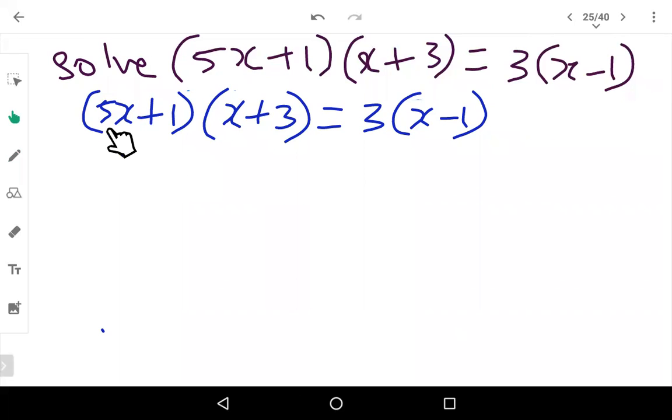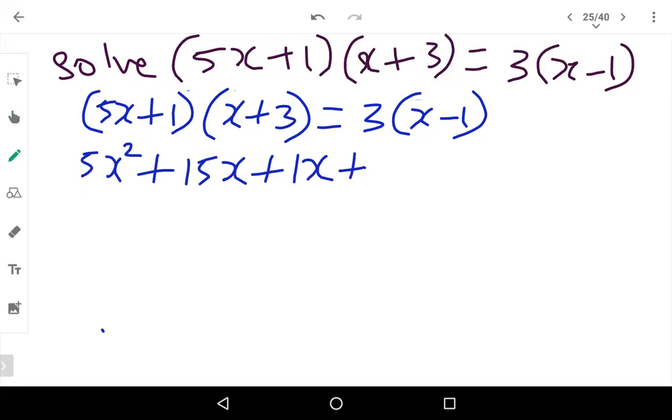Okay, let's do that. 5x into x will give me 5x square. 5x into 3 is 15x. Then we finished 5x. Now 1 into x is plus 1x. 1 into 3 is plus 3. It is equal to, here also you have multiplication, on your right hand side. 3 into x and 3 into minus 1. So 3 into x is 3x, 3 into minus 1 is minus 3. So this is the multiplication of expressions.